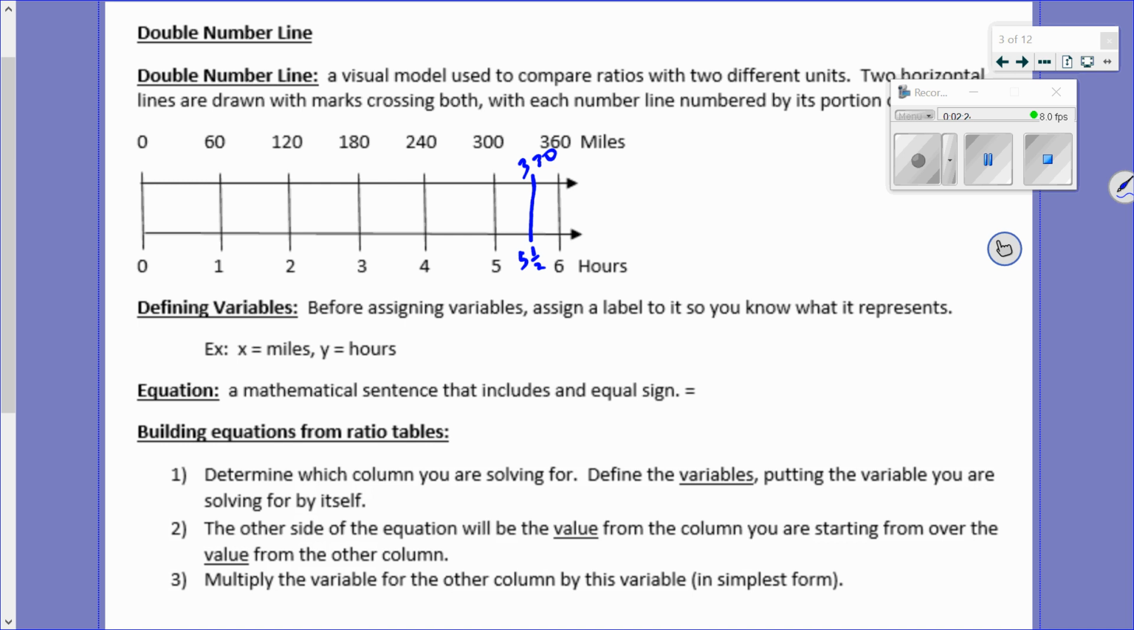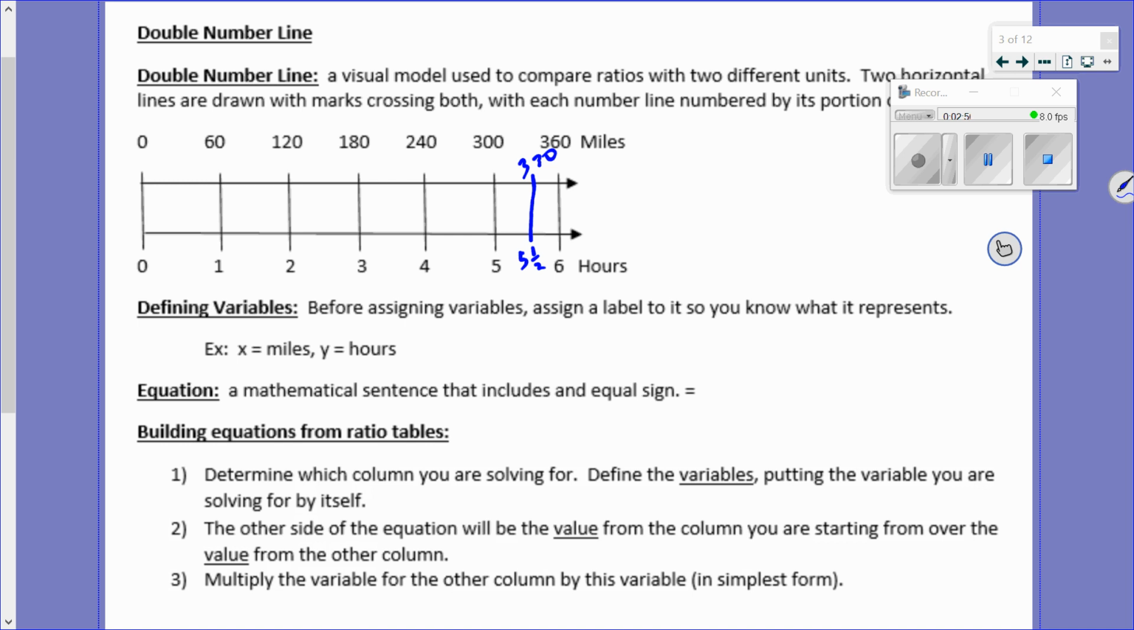One big thing I want to hit today, because we've done it and I haven't really given you the definition, is defining your variables. Get used to doing this now. This will literally take you all the way up through calculus. Your algebra teachers are going to be very grateful if you develop the habit right now of defining your variables. Basically, before I assign a variable to a number, I'm going to assign a label so I know what it represents.